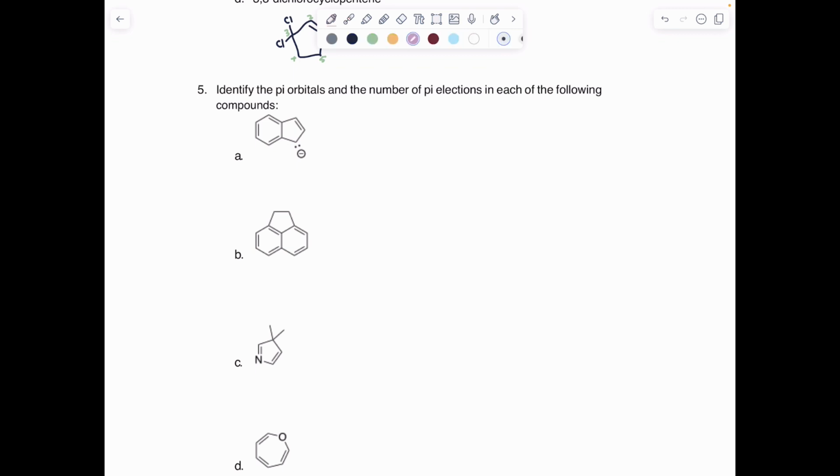So to draw them all in, or I guess let's first identify the number of pi electrons. So it's just, there's 2 in all of these bonds plus these 2. So that's 2, 4, 6, 8, 10. So 10 pi electrons, and then the number of pi orbitals is going to be 1, 2, 3, 4, 5, 6, 7, 8, 9. So there's 9 pi orbitals and a total of 10 pi electrons.